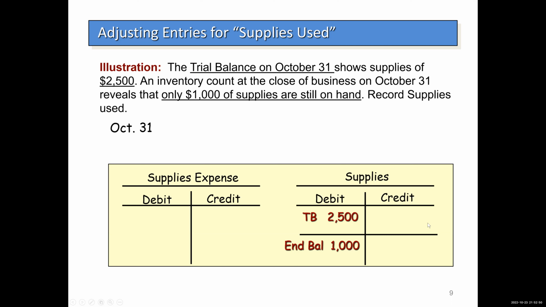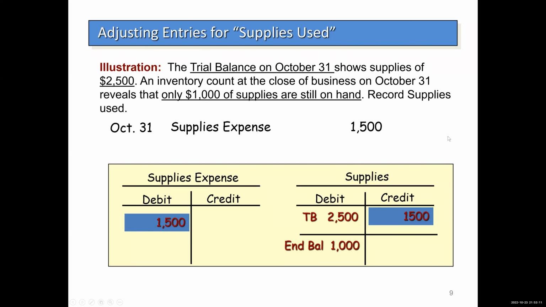So what we need to do is reduce our supplies account by $1,500. And basically, we used up the supplies. Then we transfer that cost from the asset supplies to supplies expense. So our journal entry would be debit supplies expense of $1,500 and credit supplies for $1,500.